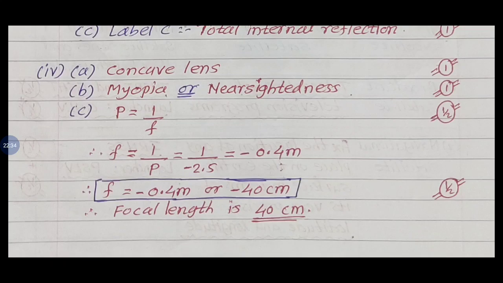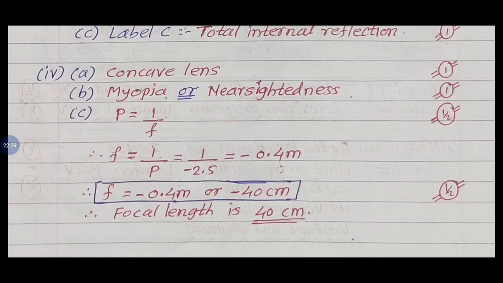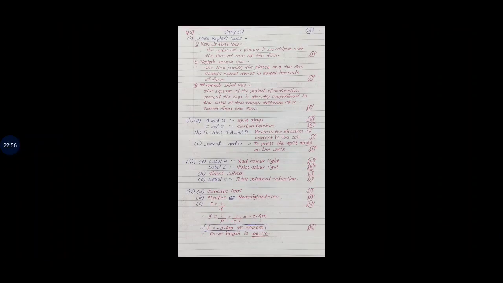That minus sign only indicates what type of lens that is. That is a concave lens. And the focal length of a concave lens is negative. That's why the minus sign indicates that it is a concave lens. In this way you are getting marks: you write the formula of power, half mark, and the final answer is half mark. In this way you are getting the 3 marks.